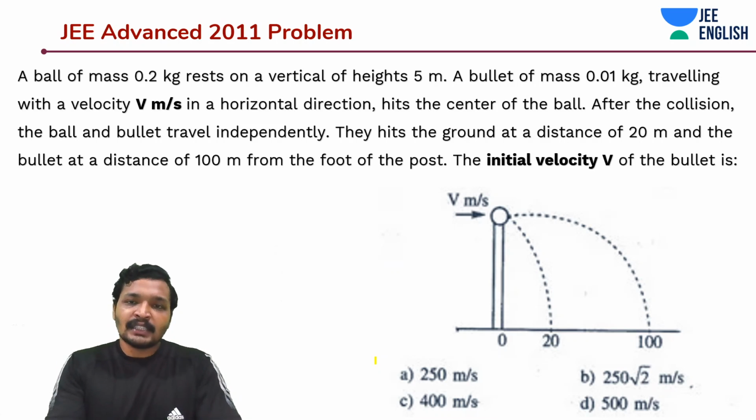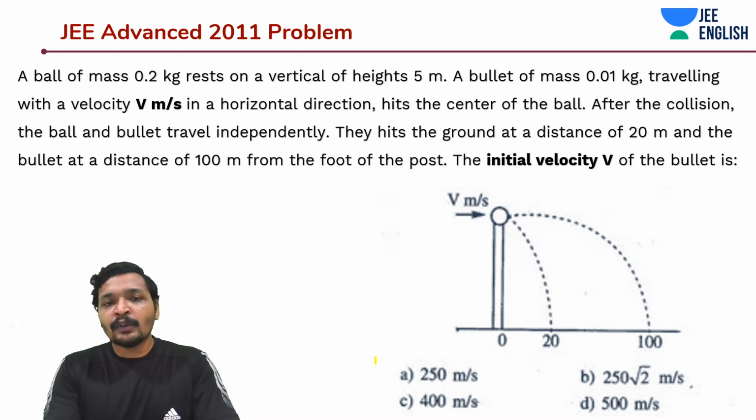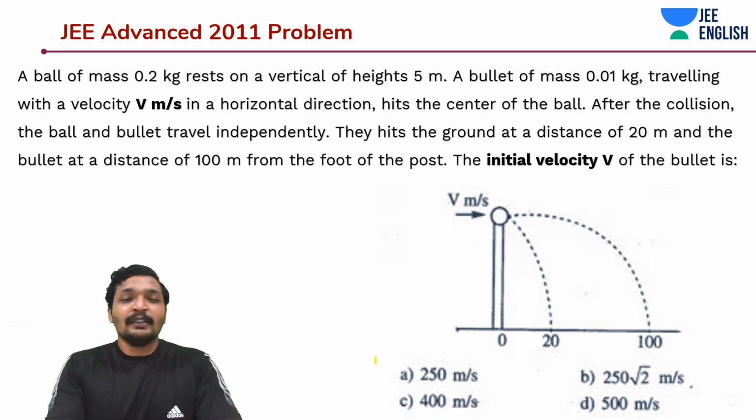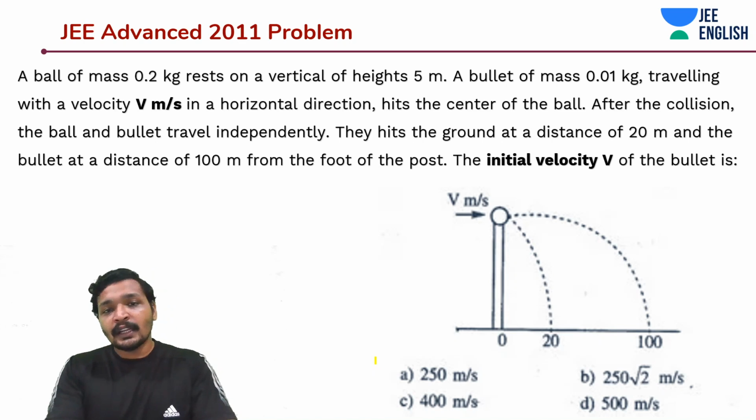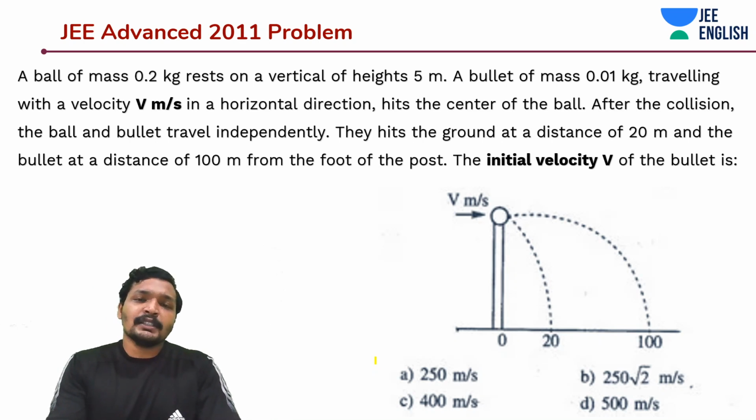5 is equal to half into 10. In this case you are going to take g as 10. If 10 does not work out, if you want to work with 9.8, well and good. If you work with 10, look for the nearest value in the options.